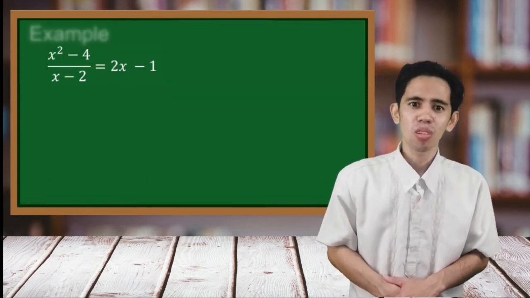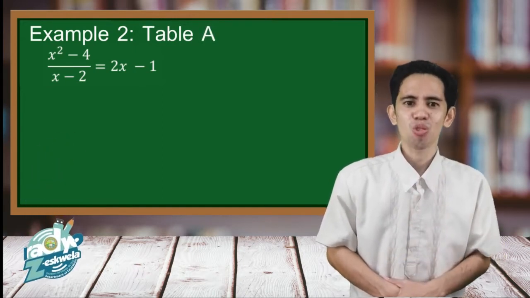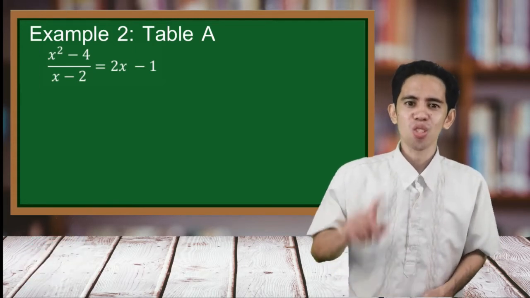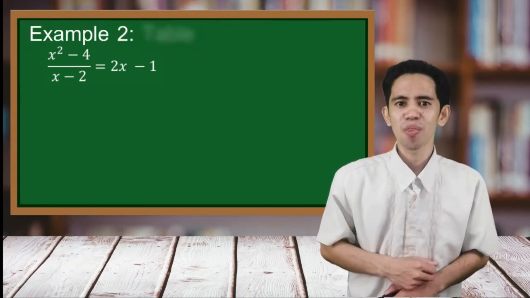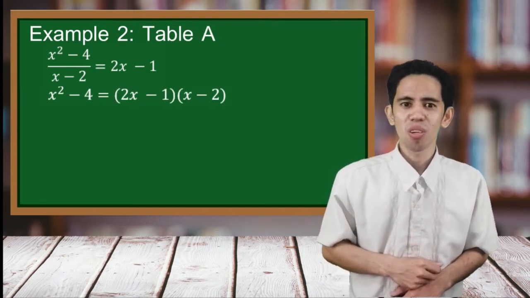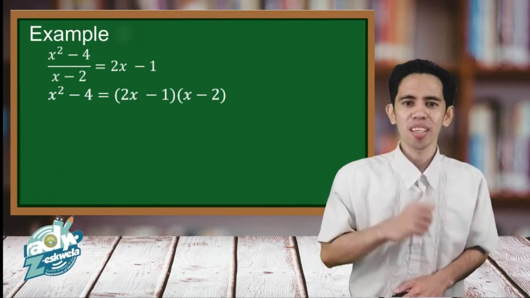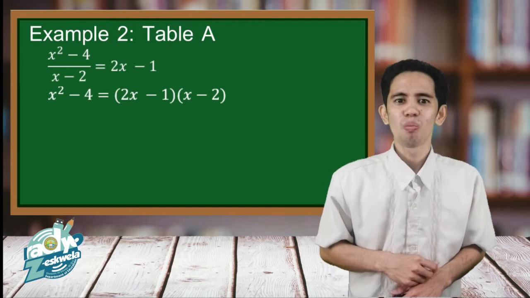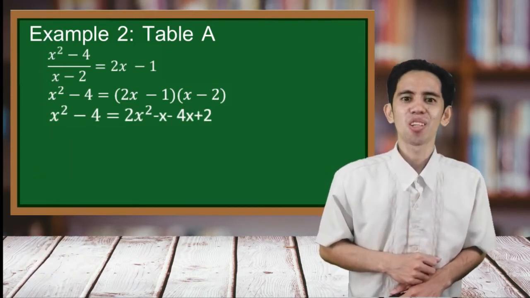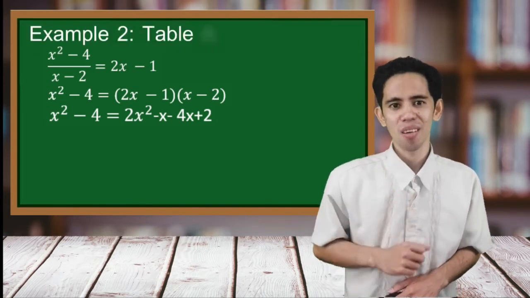For number 3, we have x squared over x minus 2 is equal to 2x minus 1. Cross multiply and simplify. So we have x squared minus 4 is equal to (2x minus 1) times (x minus 2). Multiply, then x squared minus 4 is equal to 2x squared minus x minus 4x plus 2.